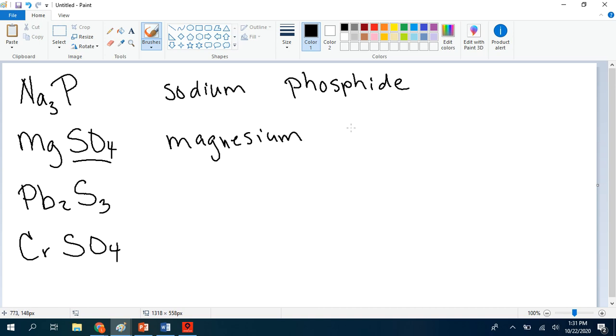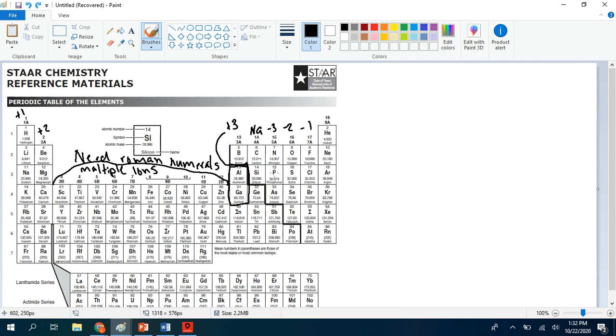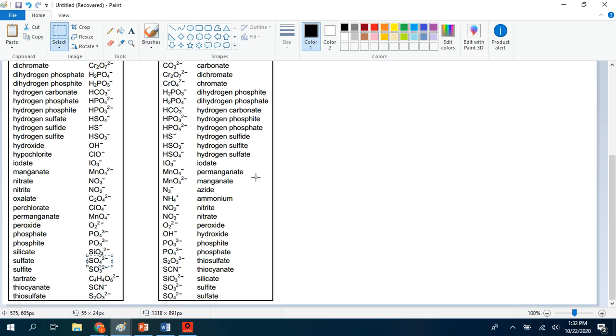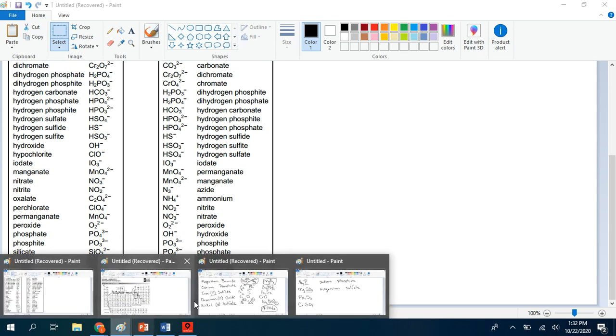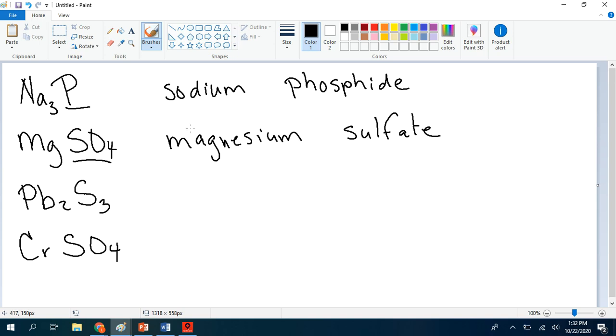Magnesium, and then sulfate. Listen, do not change the names of the polyatomic ions. I changed this one to IDE because it came off the periodic table. This is a polyatomic ion, so I do not change it. So here, if it comes off of here, we change it to IDE. If it comes off of here, we do not change the name. We simply write it exactly like it is. They have special names. Okay, no Roman numerals because magnesium is in the second group.